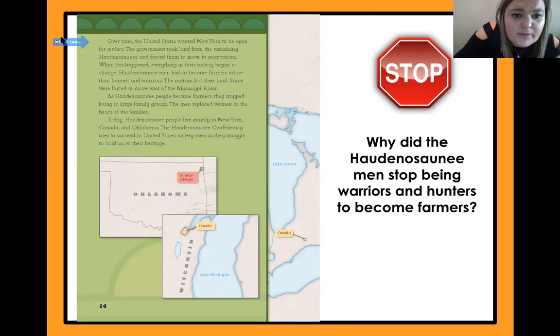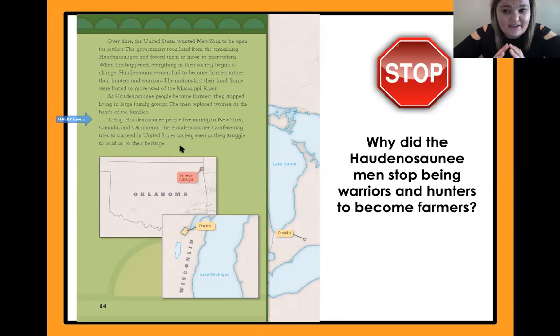As Haudenosaunee people became farmers, they stopped living in large family groups. The men replaced women as the head of the family. Today, Haudenosaunee people live mainly in New York, Canada, and Oklahoma. The Haudenosaunee Confederacy tries to succeed in United States society, even though they struggle to hold on to their heritage.